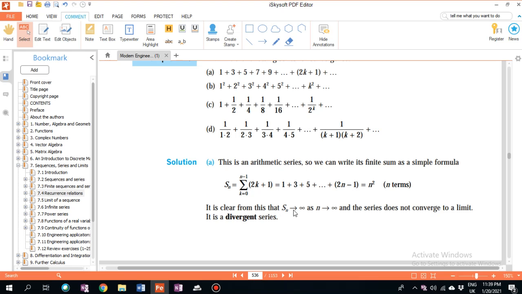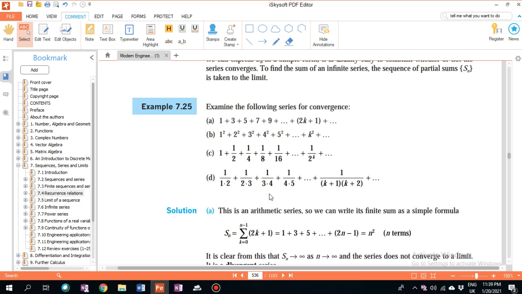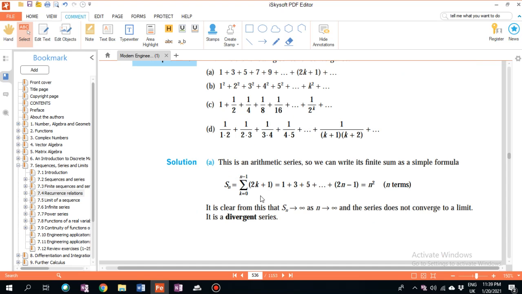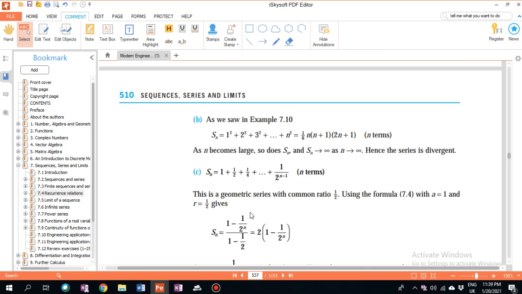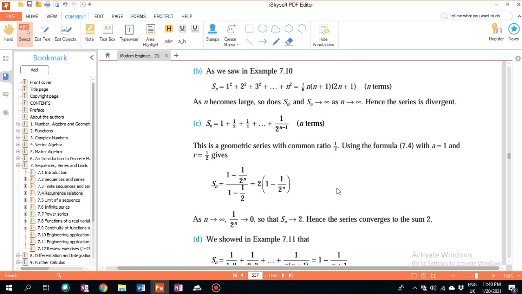So it is clear that as n goes to infinity, the series does not converge to a limit, so it is a divergent series. It keeps on increasing, the value keeps on increasing, so we know it becomes divergent. For the second one also, as n increases, the value starts to increase and n becomes larger, so S_n also keeps on increasing to infinity, so we call it divergent.